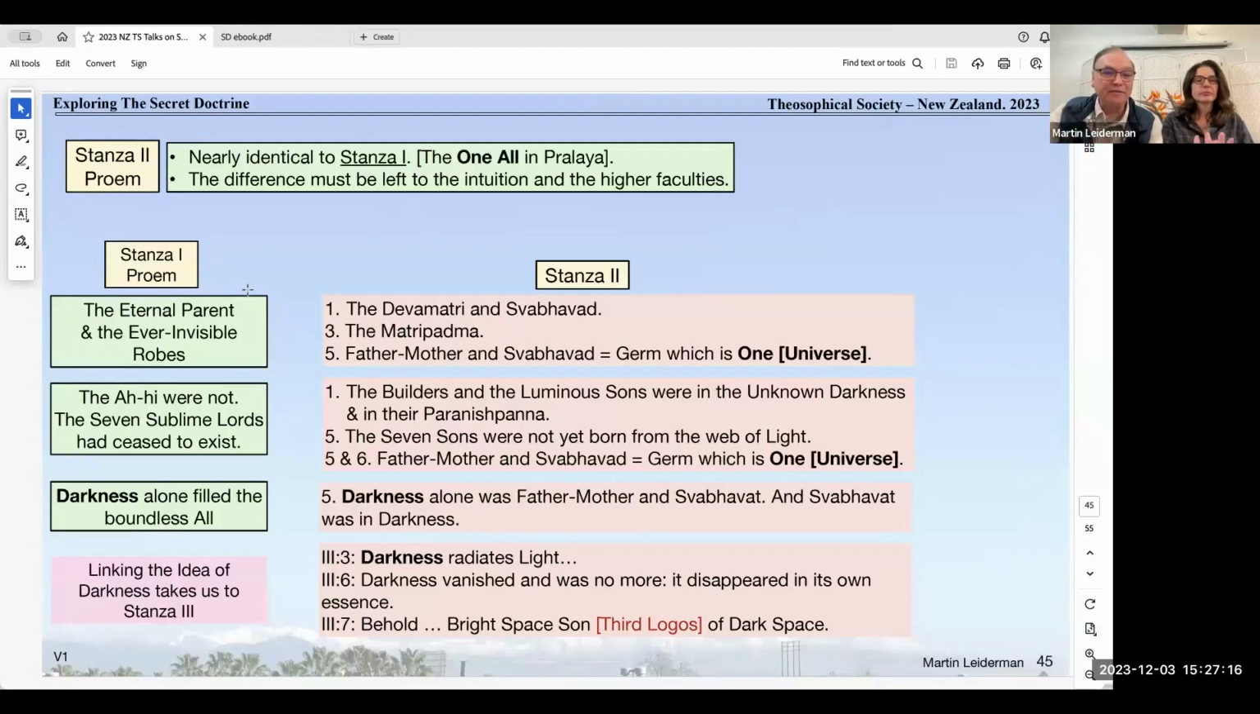Then another idea is the Ahi. Remember, the Ahi were not. And in stanza 1, they are also called the seven sublime lords, who have ceased to exist, in the negative.